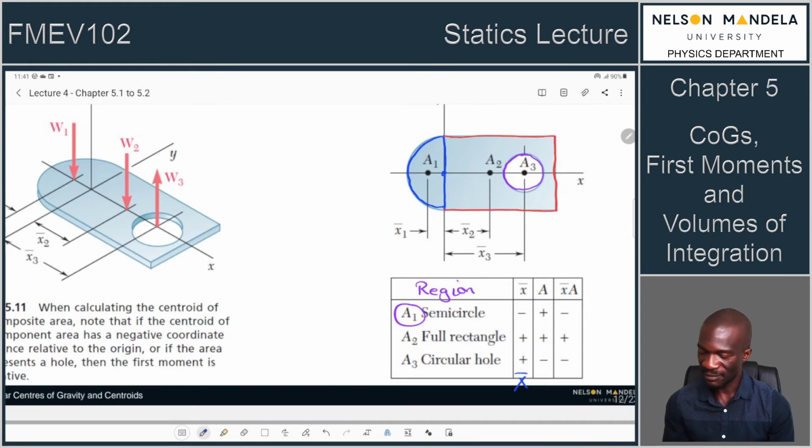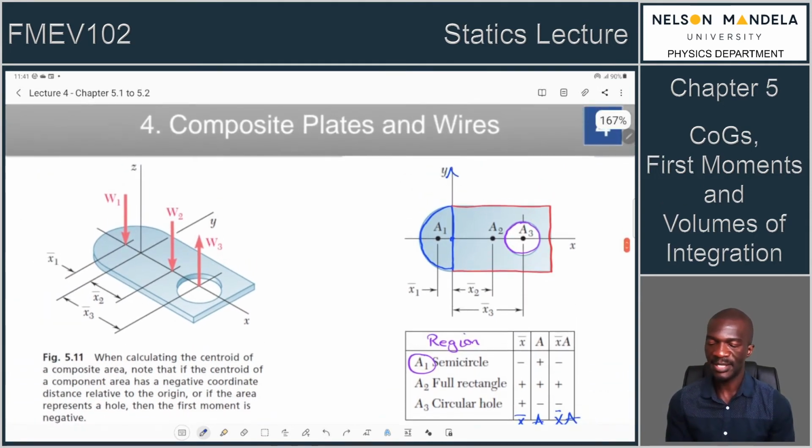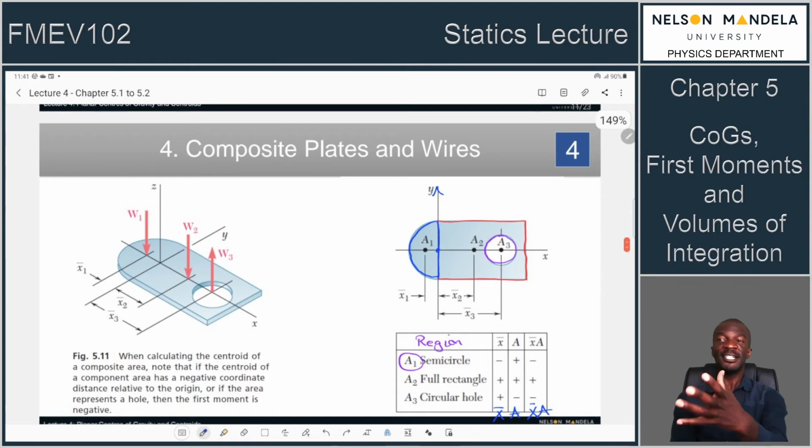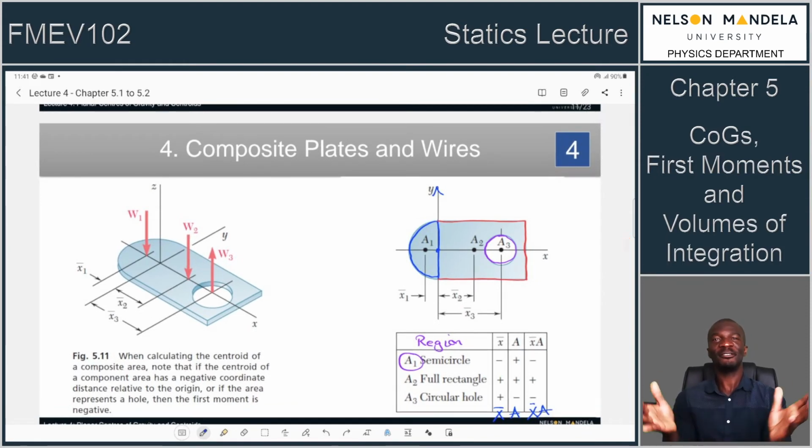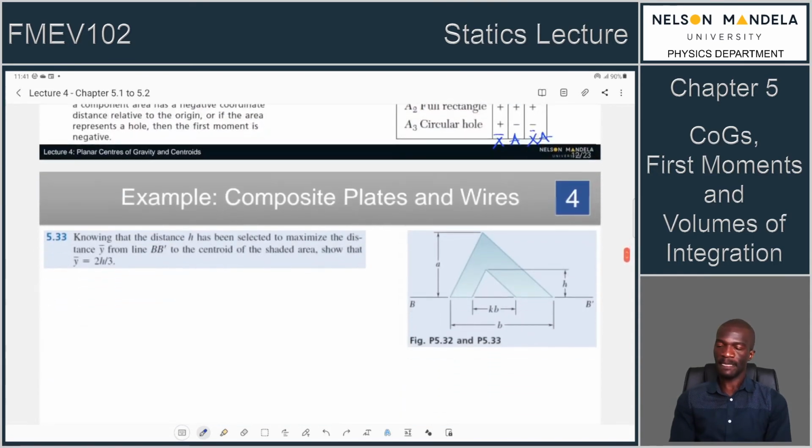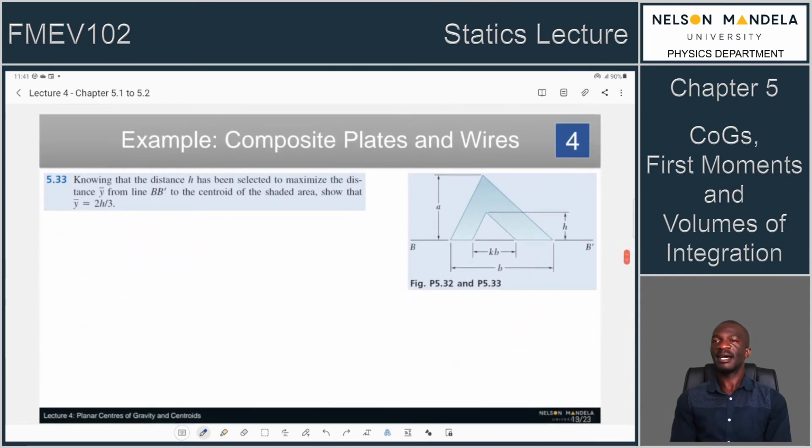So if you just add these up, then you can find your total x bar. If you add these up, you find your total area, and if you multiply these, then you can find your x bar A. These are the small x's, x bars. Okay, so basically that is how you can decompose a composite body until you can find the first moments of individual regular shapes. So an example here is showing a triangular body.